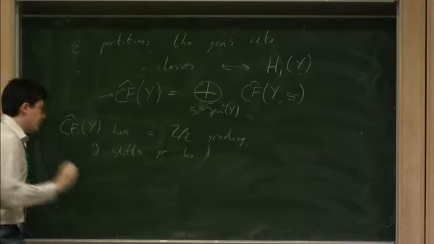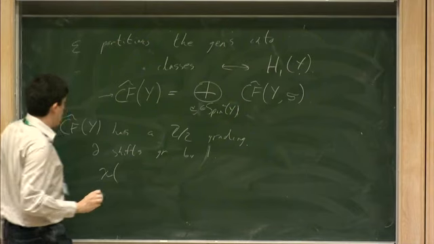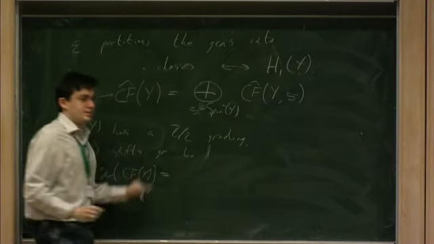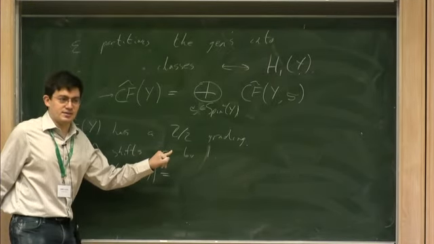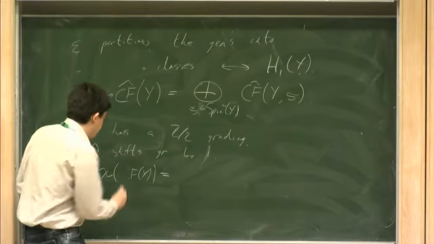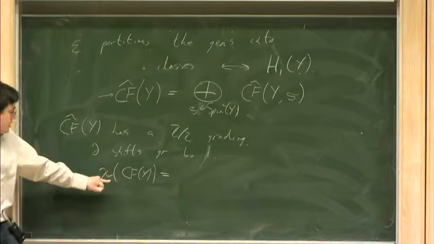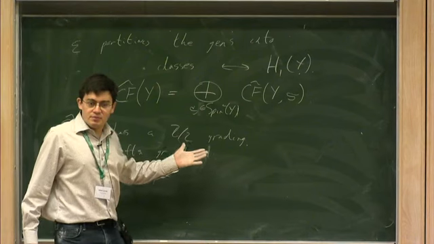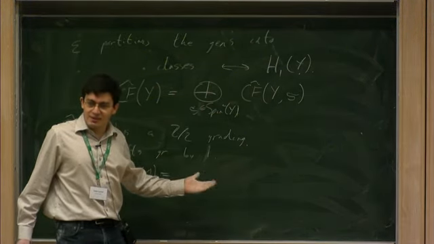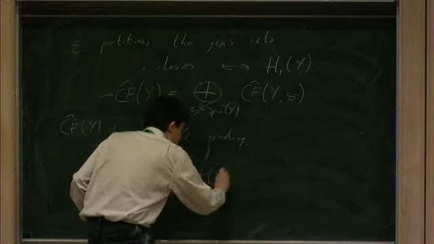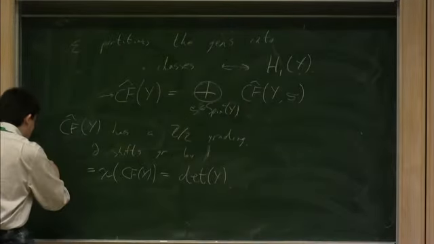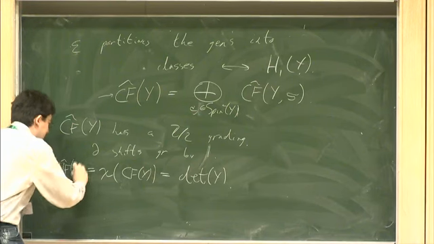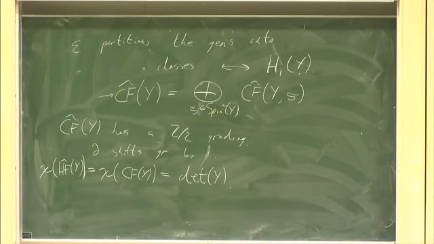And so what do we see? We see that the Euler characteristic of CF hat of Y is equal to the weighted sum of generators. But we said what that is. That was equal to the determinant of Y. And of course, that's equal to the Euler characteristic of the homology, because Euler characteristic doesn't change when you take homology.